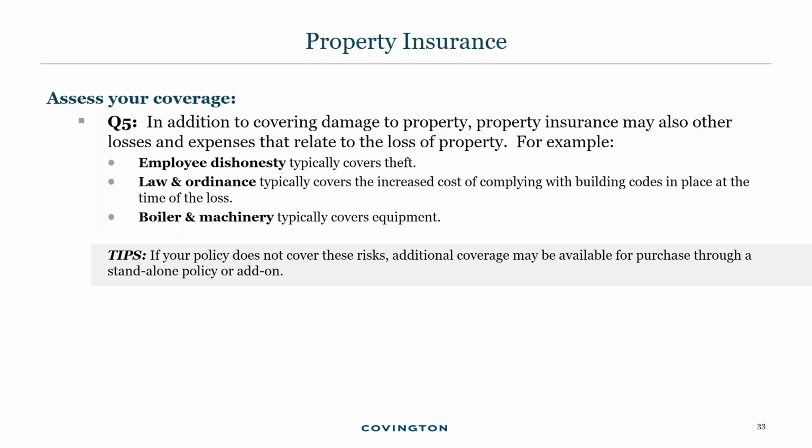Boiler and machinery coverage will typically cover equipment. It may cover interruption associated with the loss or breakdown of equipment. You'll want to make sure you understand what type of equipment could break down and affect your nonprofit. If your policy does not cover the risks, as always, you may be able to purchase additional endorsements to your policy or entirely separate policies.